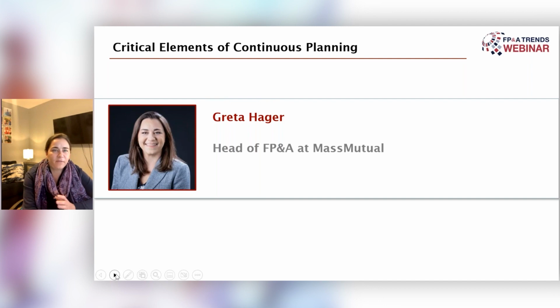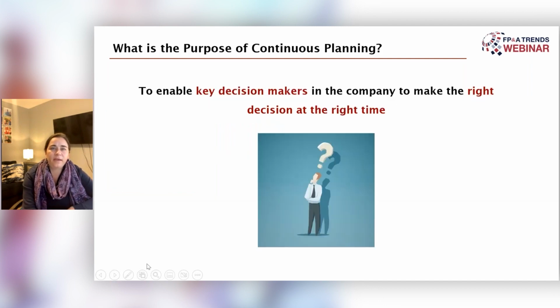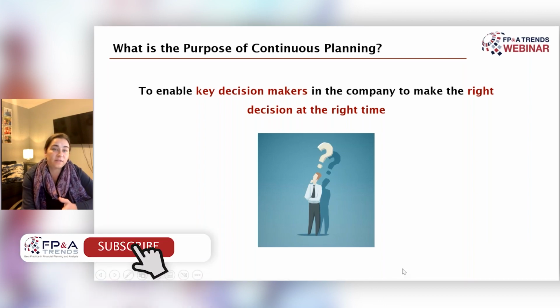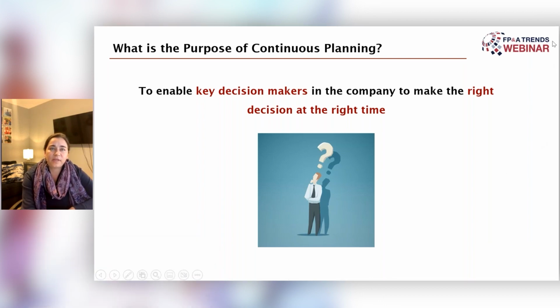Hi, everyone. My name is Greta Hager, and I lead the financial planning and analysis group for MassMutual. I've been fortunate enough, or unfortunate enough, to lead FP&A transformation in a couple of large organizations, and I've learned so much along the way. So today I'm going to build upon some of the comments made by the previous speakers. I'm going to talk a little bit about continuous planning and some of the critical elements that must be in place in order for you to have a successful continuous planning process.